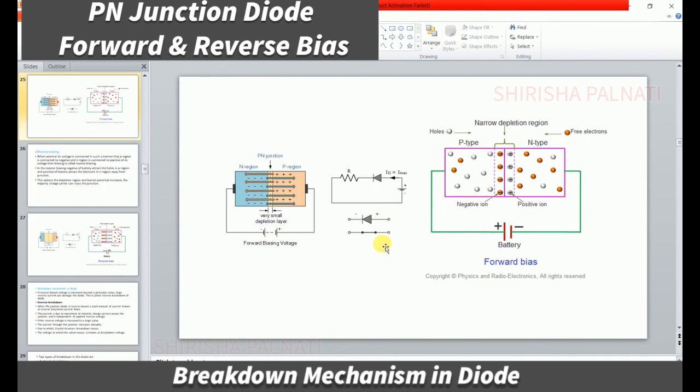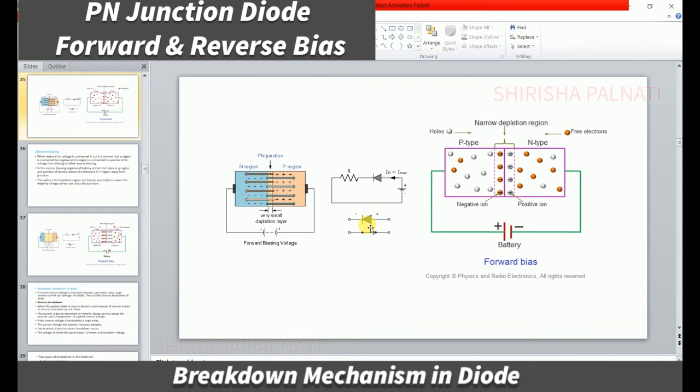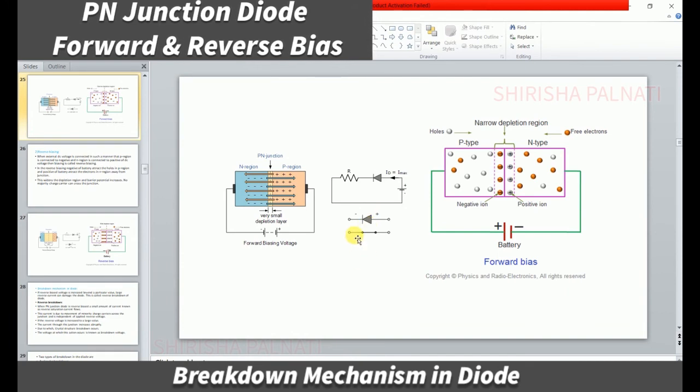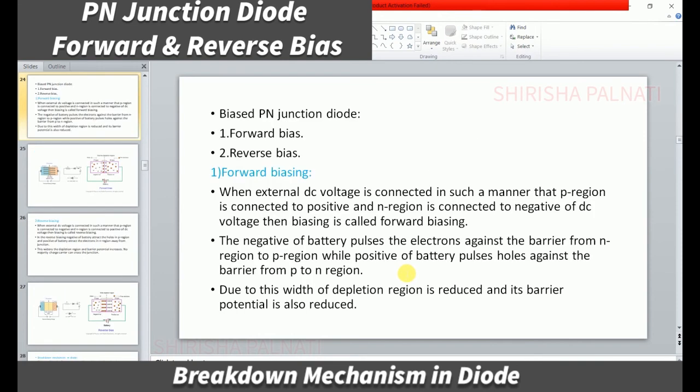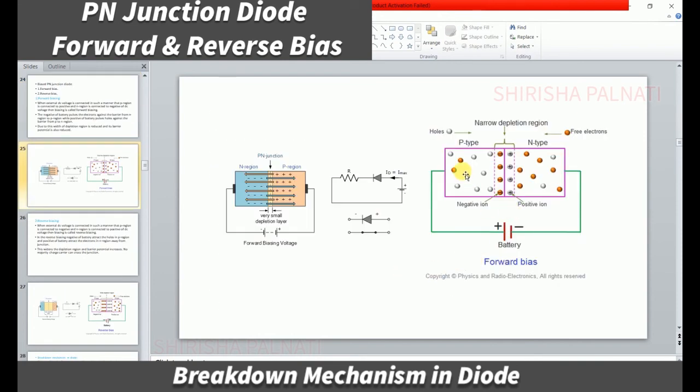In forward biasing, we are connecting the diode. As I already told in the introduction of the diode, the diode acts as a switch. Here the switch is on, so the flow of current runs through the diode. This is the forward bias condition, when the positive charge carrier side is connected to the positive terminal, and the negative charge carrier side is connected to the negative terminal. So this is the forward bias condition.